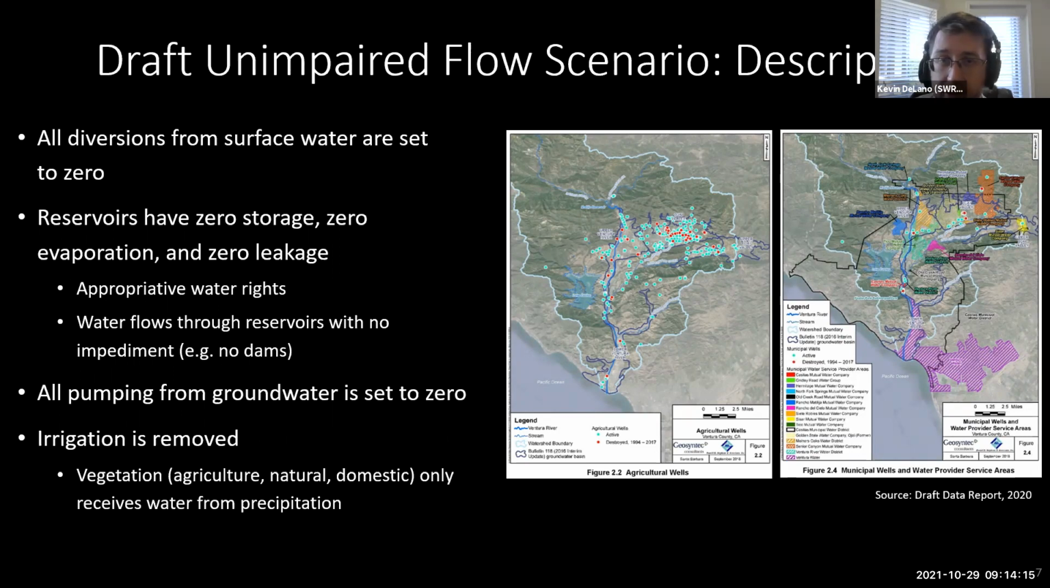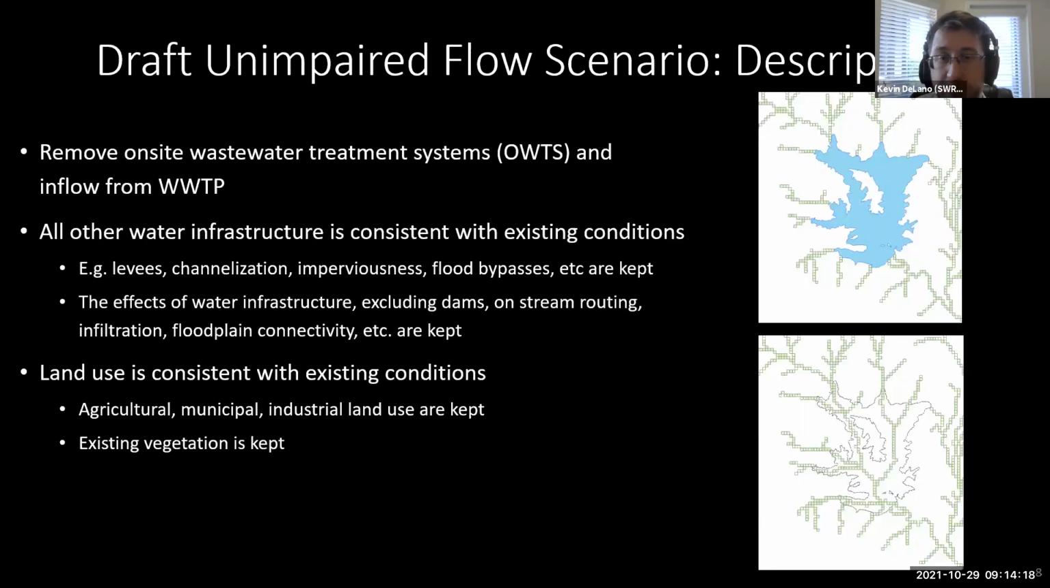This scenario also removes any water contributions from on-site wastewater treatment systems, OTS, and inflow from wastewater treatment plants. All other water infrastructure is consistent with existing conditions, so we keep all other physical changes to the watershed. That means that levees, channelization, and perviousness are all kept. That is important because these features all affect how rainfall runs off versus infiltrates into the groundwater, and how floodplains are connected. So we're keeping all of those other changes to the watershed.